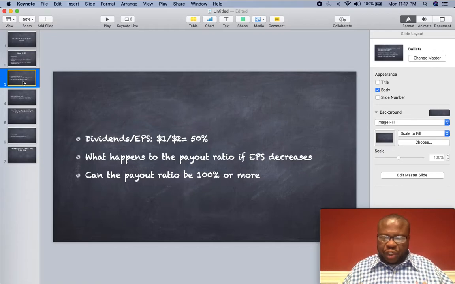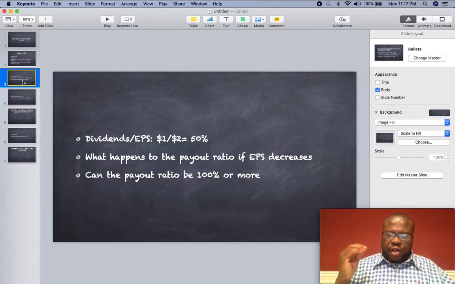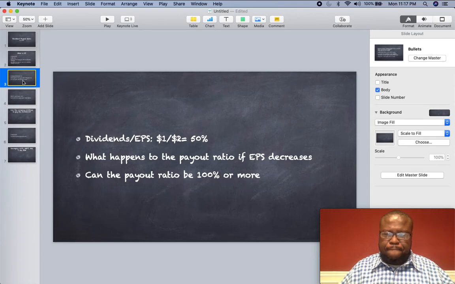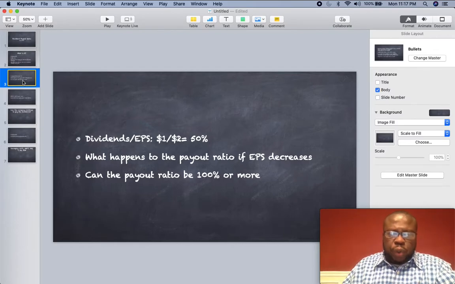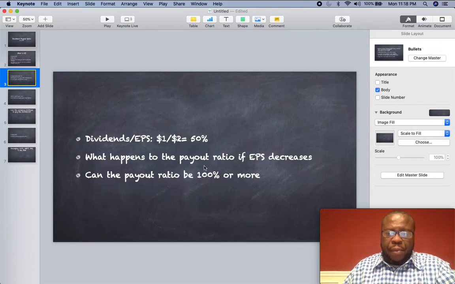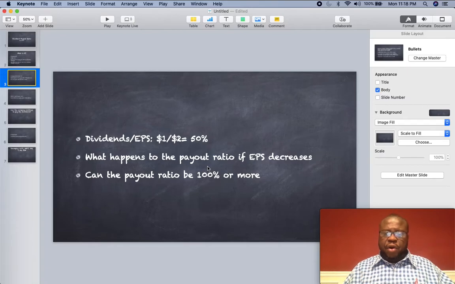So since it's a ratio, which is the dividend over the earnings per share, there's a numerator and there is a denominator. So the question is posed: what happens to the payout ratio if the earnings per share decrease? So here is the payout ratio, dividends, which is a dollar, over earnings per share. And in our example, the payout ratio is 50%. What happens to the payout ratio if the earnings per share decreases?